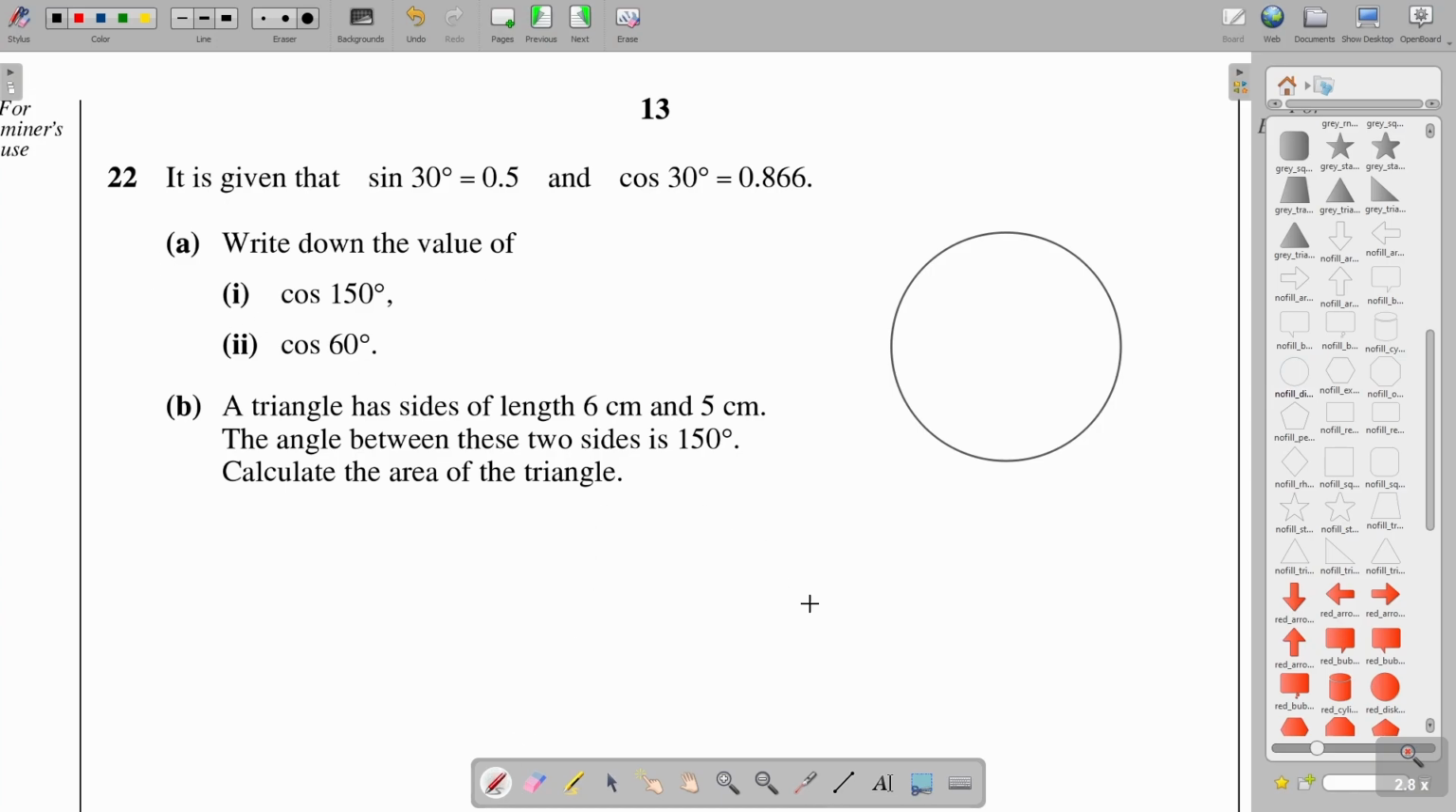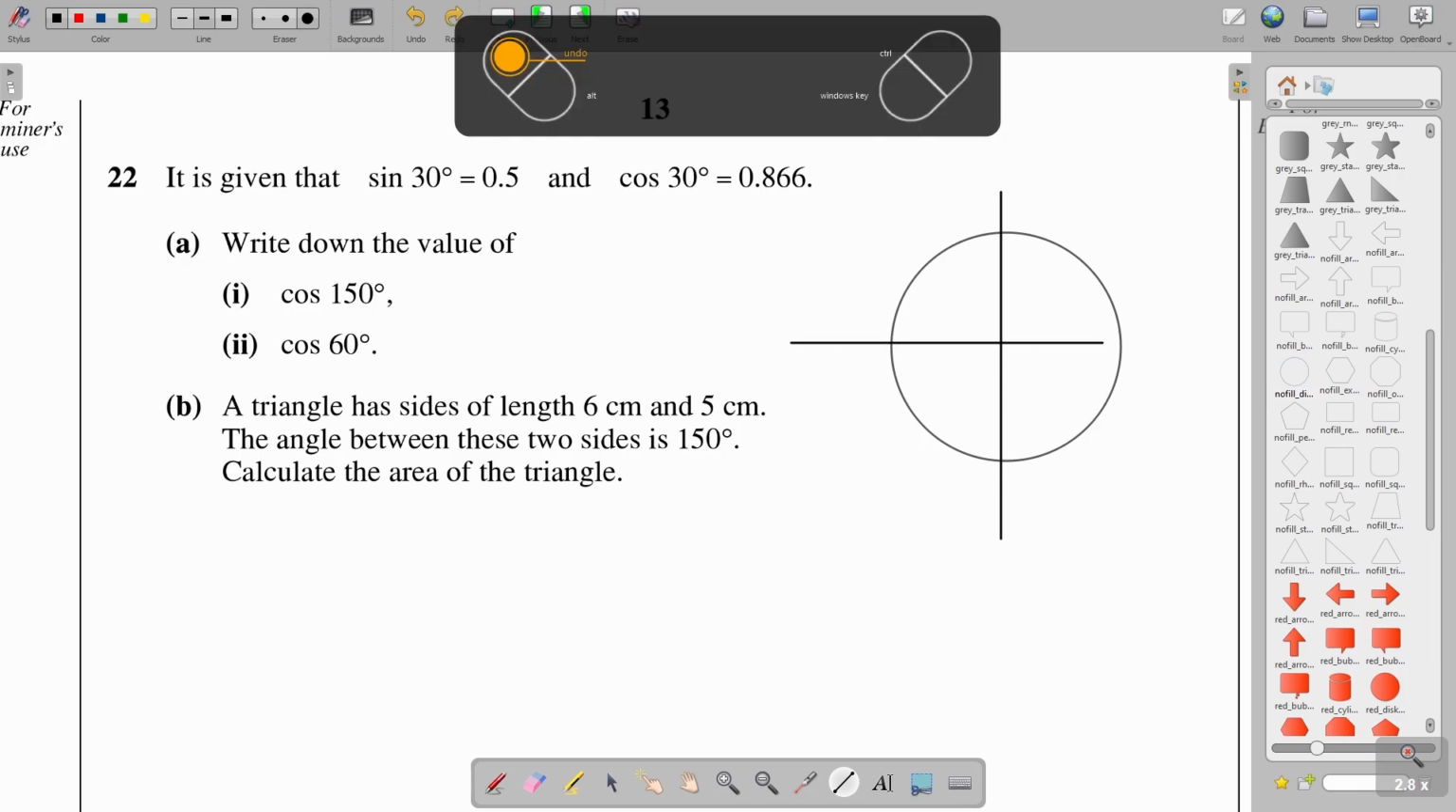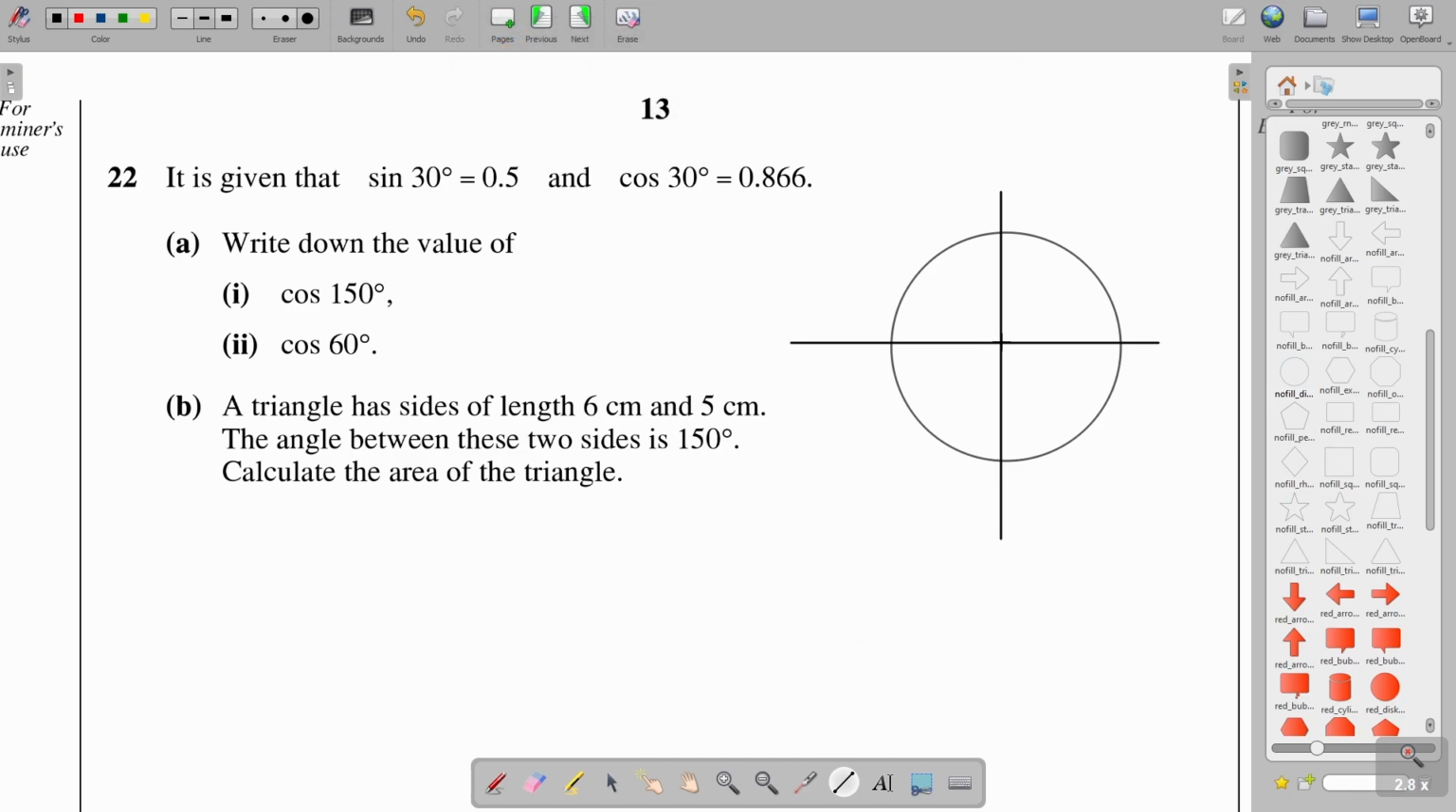Okay, so I like this question because it lets us explore some complex topics. So it is given that sine of 30 degrees is equal to 0.5 and cos of 30 degrees is equal to 0.866. Write down the value of cos of 150. So what I've drawn here is a unit circle, which is basically a circle with radius 1. The reason we use this is so that when we're making our triangles, our hypotenuse is always 1. Because no matter where I make a triangle, if it lands on the circle, the hypotenuse would always be 1.